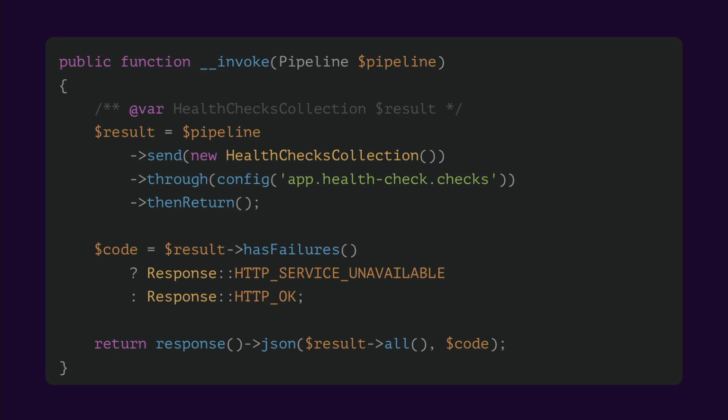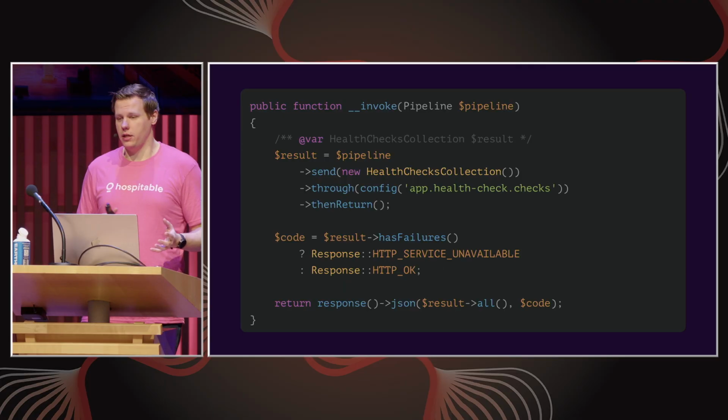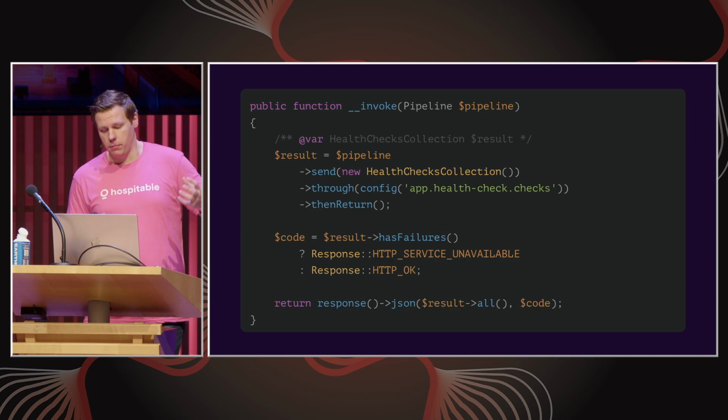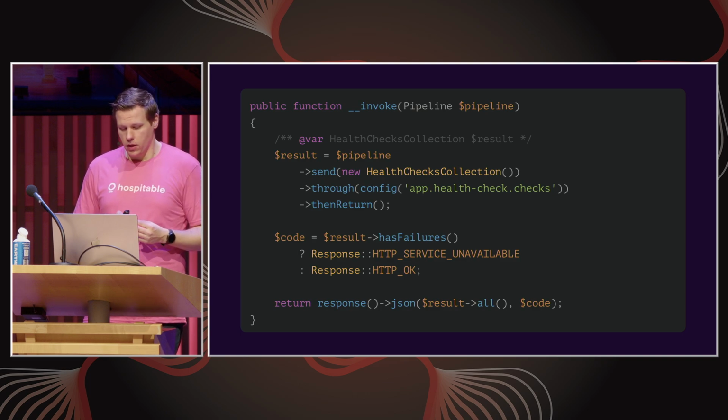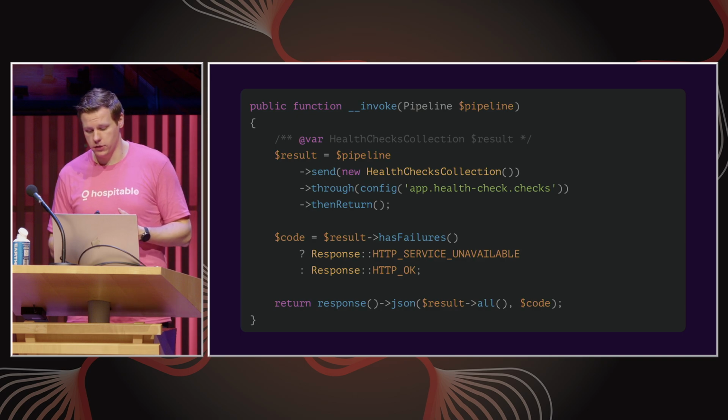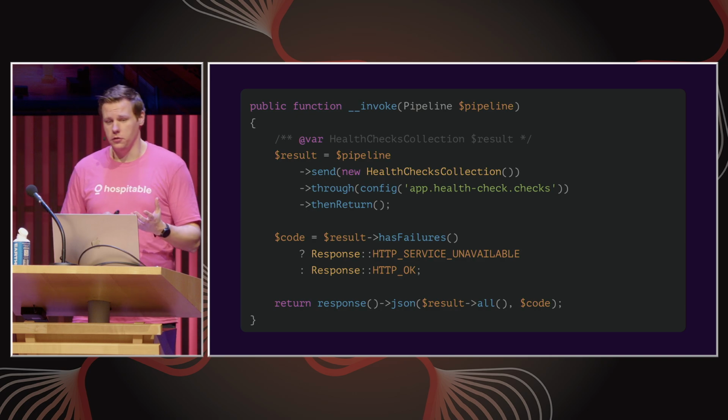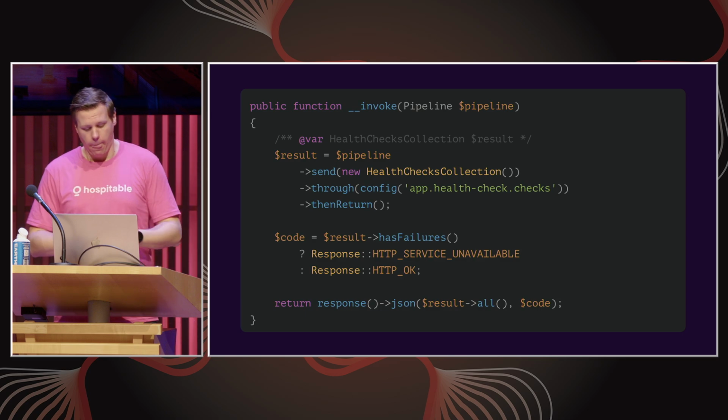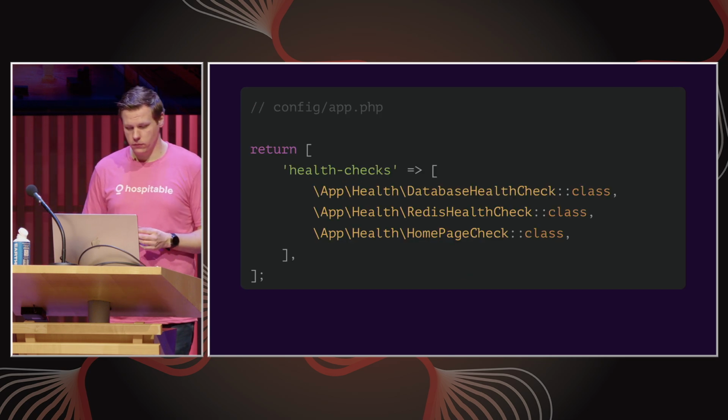We have a method for it, has failures. Because it's a custom collection, we can add these custom methods to make it easier to read the code and to apply the code as well. So that's when we return the code. And then you can use this for external monitoring tools or use it as a health check in your Kubernetes cluster, anything that works for you.